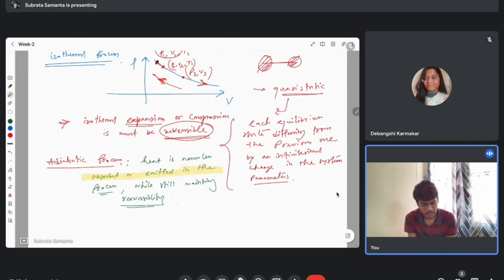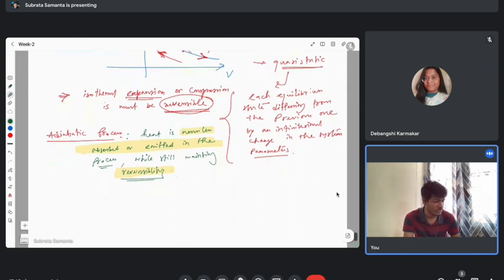So heat can nevertheless be absorbed or emitted in a reversible process, and this indicates the reversibility. Friction is one of the dissipations. This is an irreversible process. So friction dissipation is one of the examples for the irreversible case.